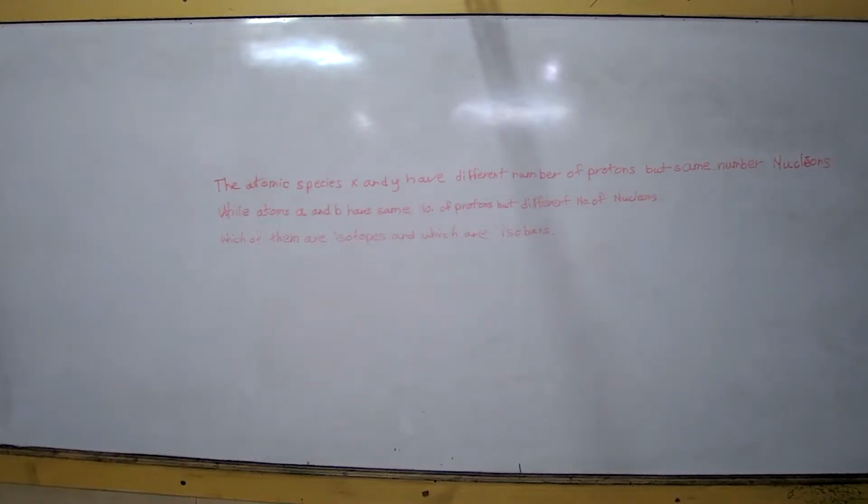One example of A and B, that means isotopes, would be chlorine. And for isobars, you can take calcium and argon. Okay, that's the way you do it.